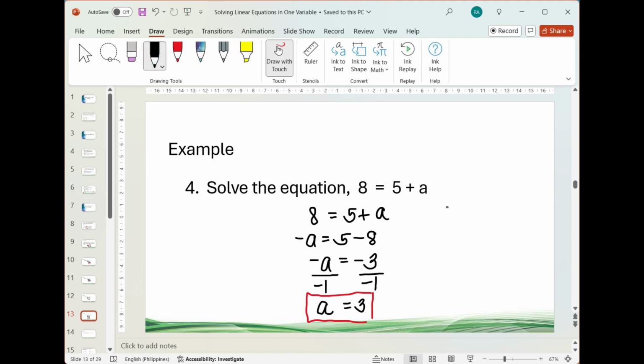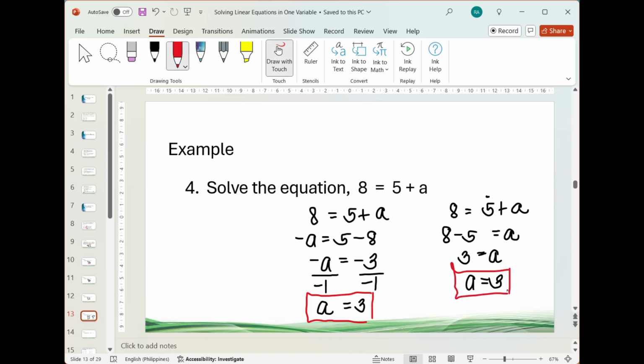Okay, so another solution here is pwedeng gamitin po natin yung symmetric property of equality. So from 8 equals 5 plus a, pwede naman ang itatranspose natin dito is si 5. So pag transpose natin si 5 sa left side, magiging 8 minus 5 is equal to a. And what is 8 minus 5? That is equal to 3 is equal to a. By symmetric property, if 3 is equal to a, therefore a is equal to 3. So ibig sabihin, same lang din ang lalabas na answer.